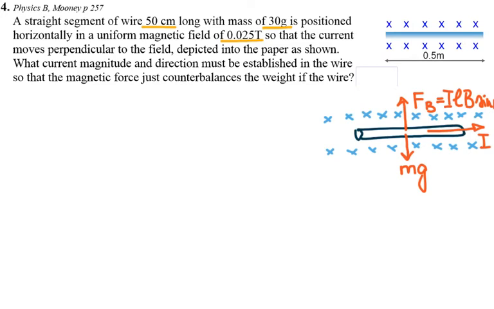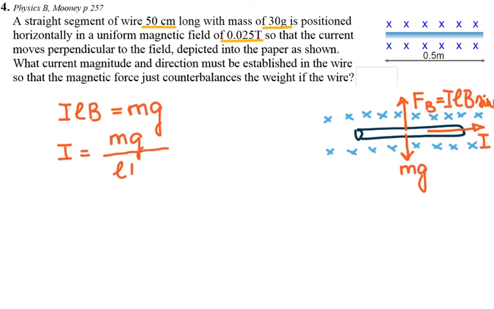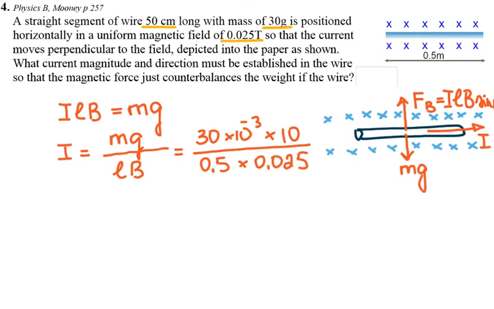So to calculate the current needed to counterbalance the gravitational force, I have to set these two forces equal to each other. So I have ILB, the magnetic field force, sine of 90 degrees, which I'm going to skip, equal to mg. So I is going to be equal to mg divided by LB. The mass is 30 grams, so that's 30 times 10 to the negative 3 kilogram. And g, acceleration due to gravity, is 10. The length of the wire that is in the magnetic field is 0.5 meters. And the magnetic field is 0.025 Tesla. So I is going to be equal to 24 amps.